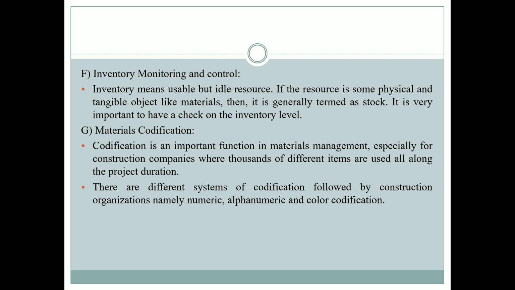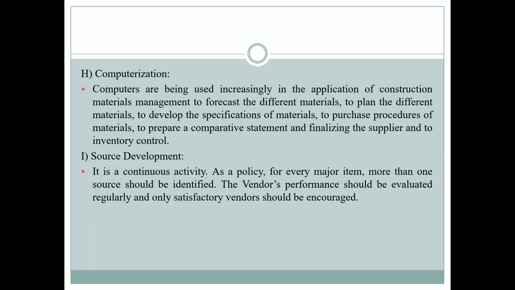can be done for the material identification. Next, computerization. So usage of computers during the material management. That is, computers are being used increasingly in the application of construction material management to forecast the different materials, to plan the different materials, to develop the specifications of materials, to purchase procedures for materials, to prepare a comparative statement, and finalizing the supplier and to inventory control. For these purposes, computerization is very, very important in the material management.